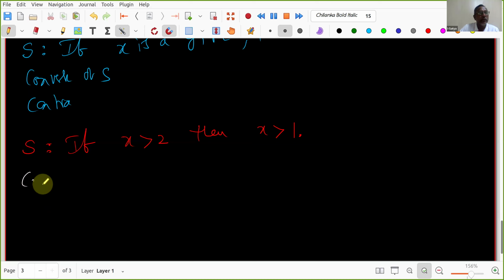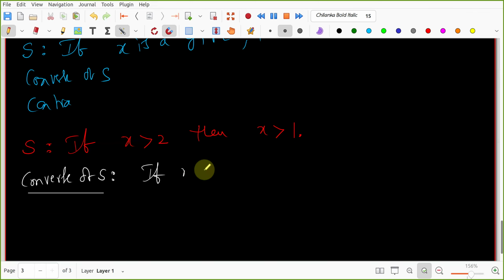So who is ready to tell the converse? Quick. What is the converse of S? Room number 8. Kathy. Okay, so the converse is if X is greater than 1, then X is greater than 2. Okay. And Kathy, okay, good.